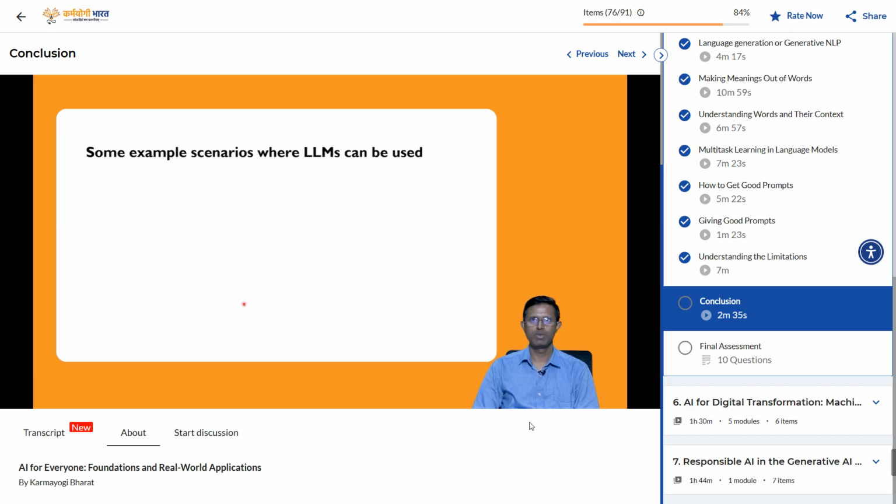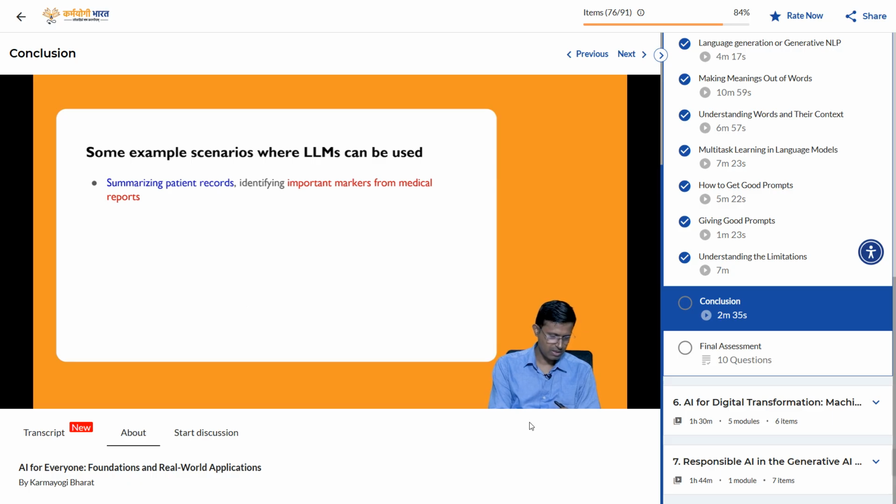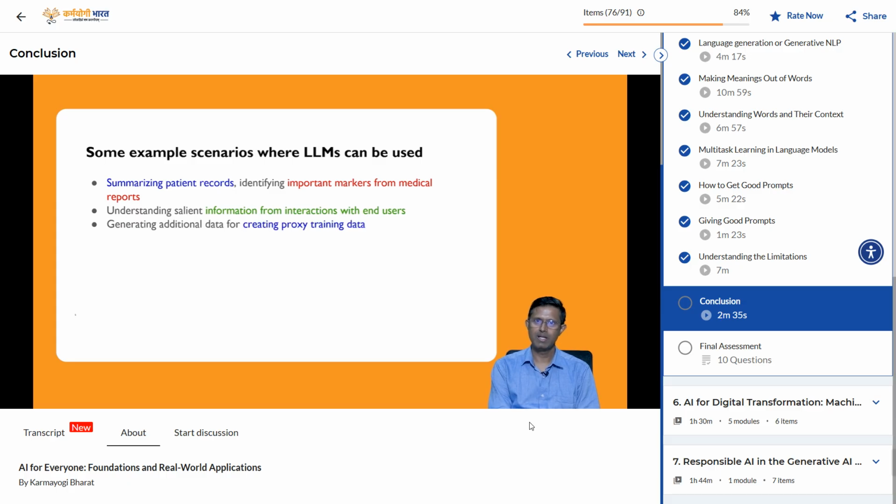Here are some example scenarios where LLMs can be used. We can summarize patient records using LLMs. We can also, given a medical report, identify important markers from medical reports. We can extract salient information from the instructions with end users. We can create prompts appropriately and the model will be able to give us these answers. Then we can also generate additional data for creating proxy training data. So, we can give some examples of actual training data, and we can ask the model to generate something similar, following the intent of what is captured in this data.